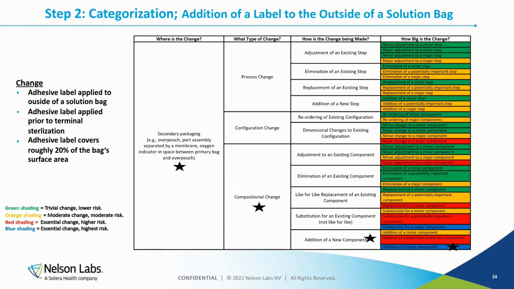Okay, so let's walk through the 4-dimension categorization process and see where we end up. I think you probably have a sense as to where we're going to end up, but let's do it anyway. Okay, so where is the change? The change is to secondary packaging.